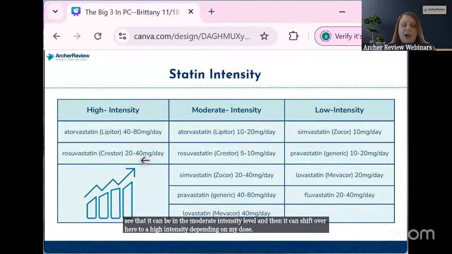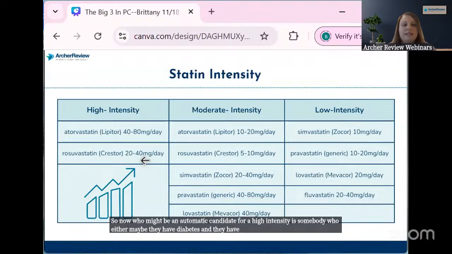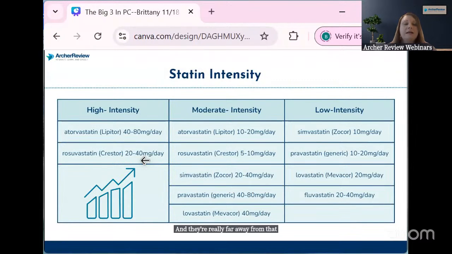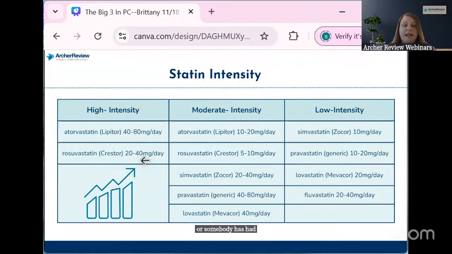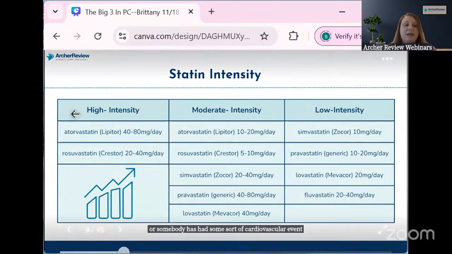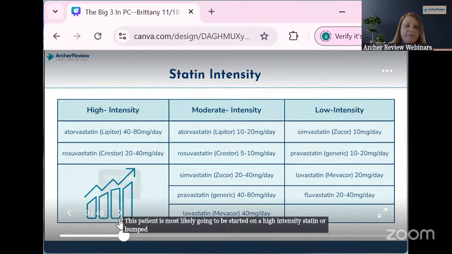So now who might be an automatic candidate for a high intensity is somebody who maybe has diabetes and has a really strict goal of 70 or less, and they're really far away from that goal, or somebody who has had a cardiac event. So somebody has had an MI, or some sort of cardiovascular event. This patient is most likely going to be started on a high intensity statin or bumped up to a high intensity statin. So again, their goals are going to be much more stringent and tight than the general population.